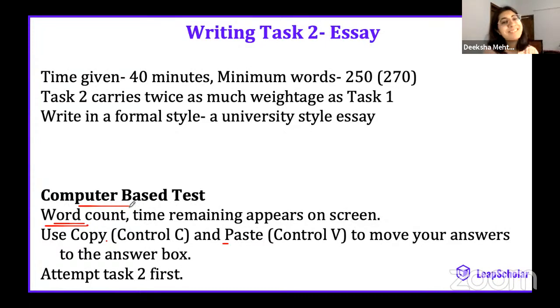So yes, in the paper-based test, you'll have to manually count your words. Yes, Arshdeep, every word is counted. So article is also a word, it is also counted.